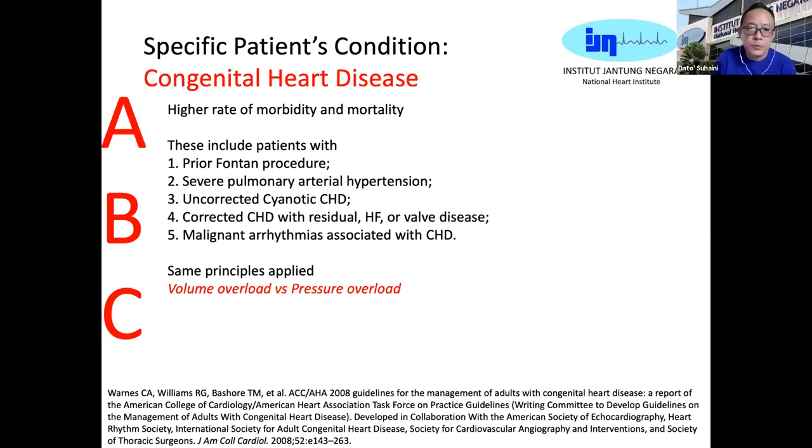Number 2, severe pulmonary arterial hypertension due to various causes. And the management of the pulmonary arterial hypertension is similar to the one that I have mentioned for the adult patient. Number 3, uncorrected cyanotic congenital heart disease. Okay.